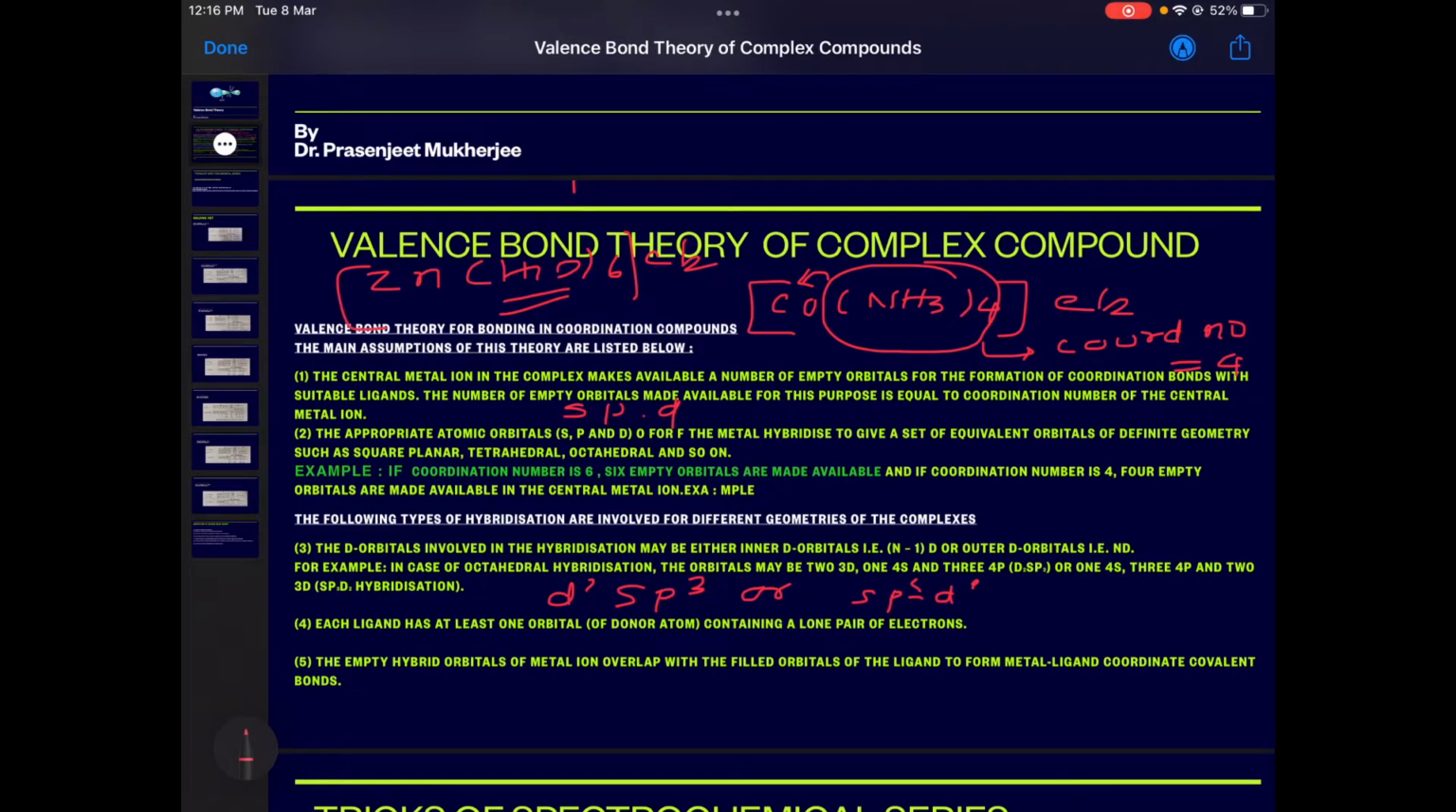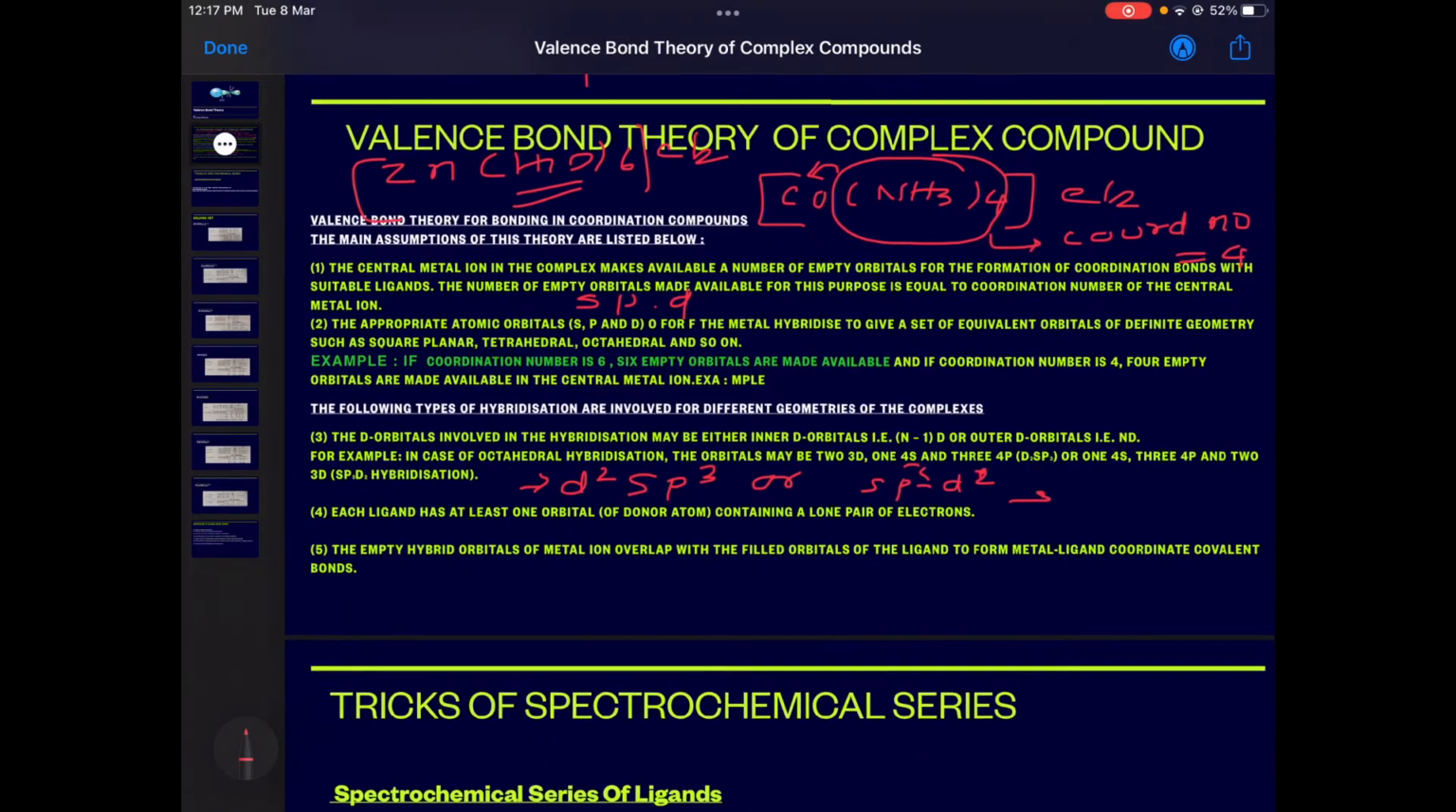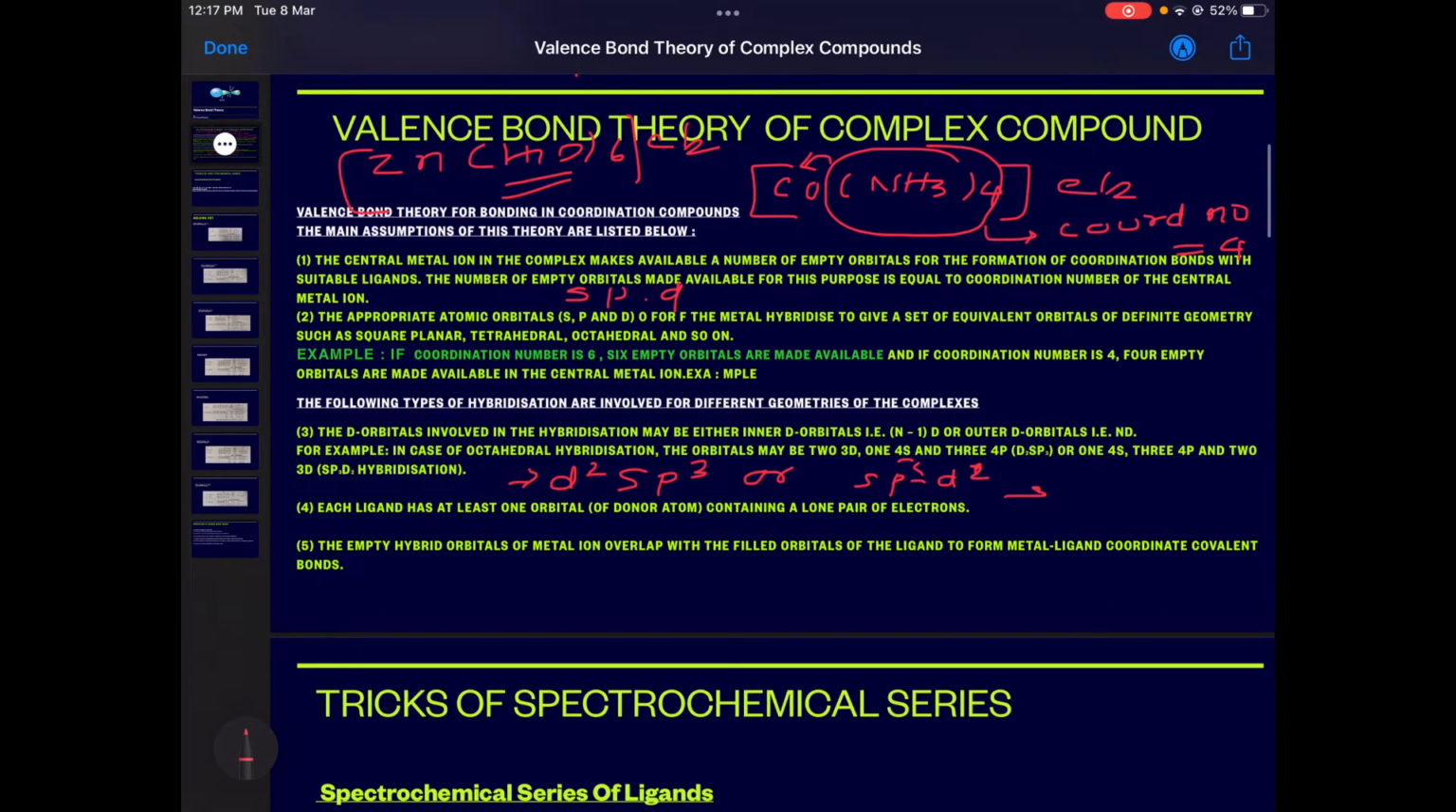How will you differentiate between inner octahedral and outer octahedral? Inner means d starts first, and outer means it ends with d. And remember one very important thing: ligands will always contribute the pair of electrons to the central atom in accordance with the coordination number. So these are the important aspects that make up the valence bond theory postulates.